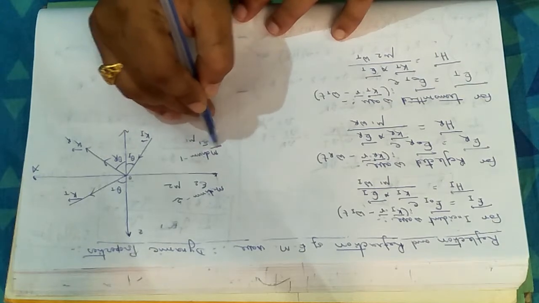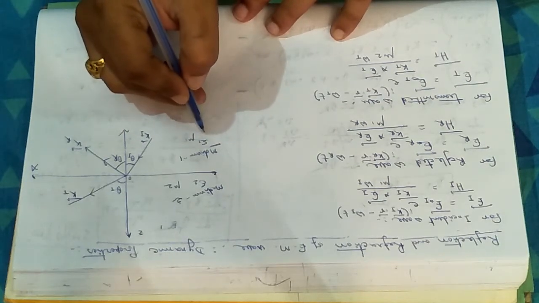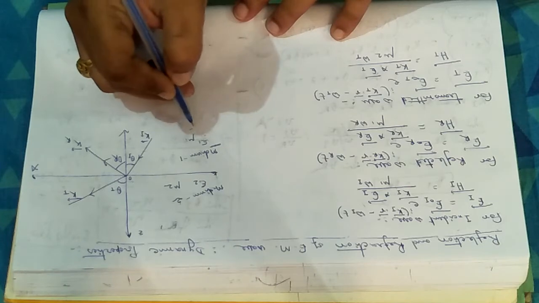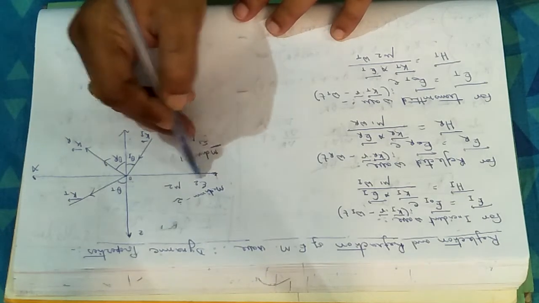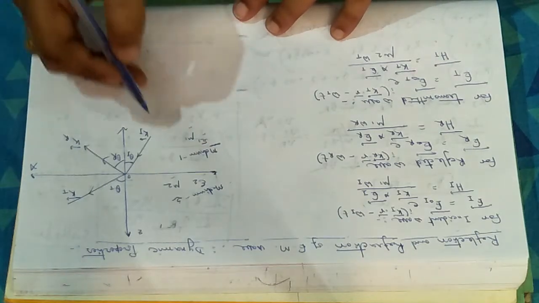Let us consider it is medium 1. Medium 1 is characterized by epsilon 1 and mu 1. These are permittivity and permeability. Medium 2 is characterized by epsilon 2 and mu 2, permittivity and permeability.